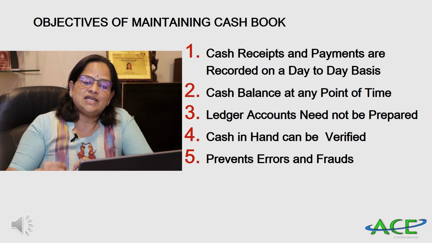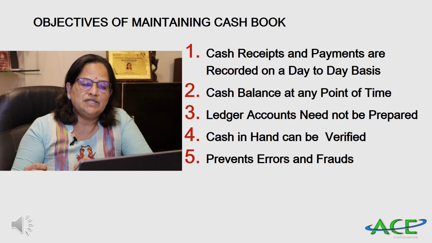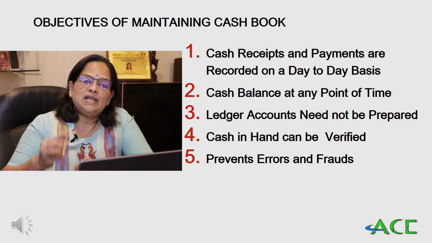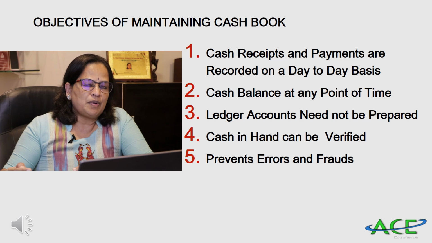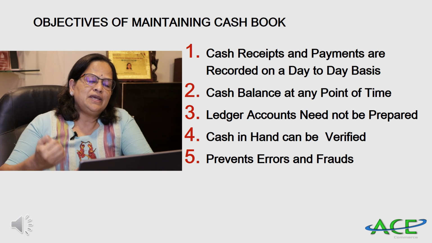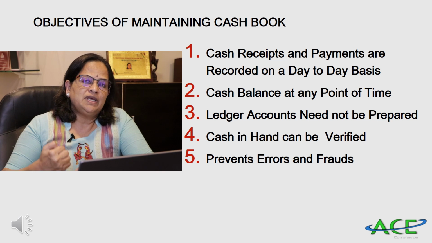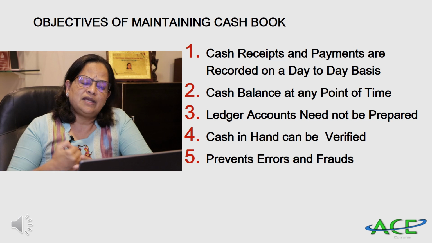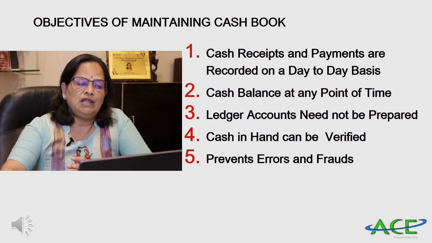So cash receipts, cash payments, everything we have to record on a day-to-day basis, and strict control should be there over that. Cash balance at any point of time also you can know, and ledger accounts are not prepared when we are preparing a 3 column cash book, as I told you already. And cash in hand can be verified anytime. When an auditor comes for checking, he can immediately call the cashier and check the cash balance. And cash book is also helpful in preventing errors and frauds.